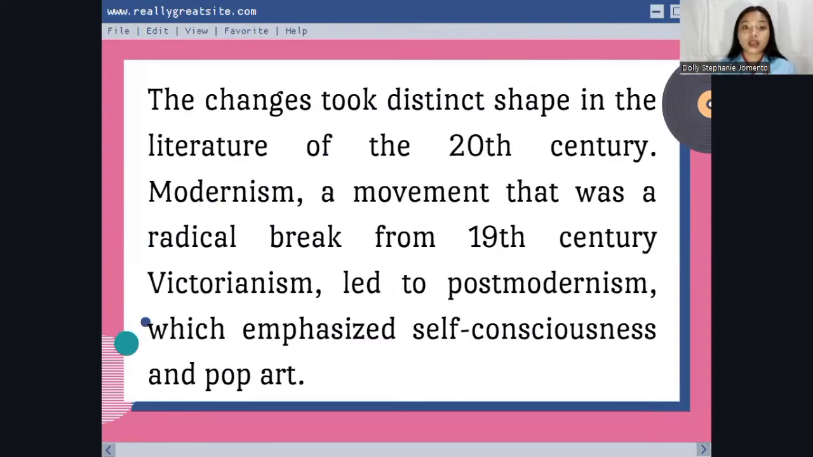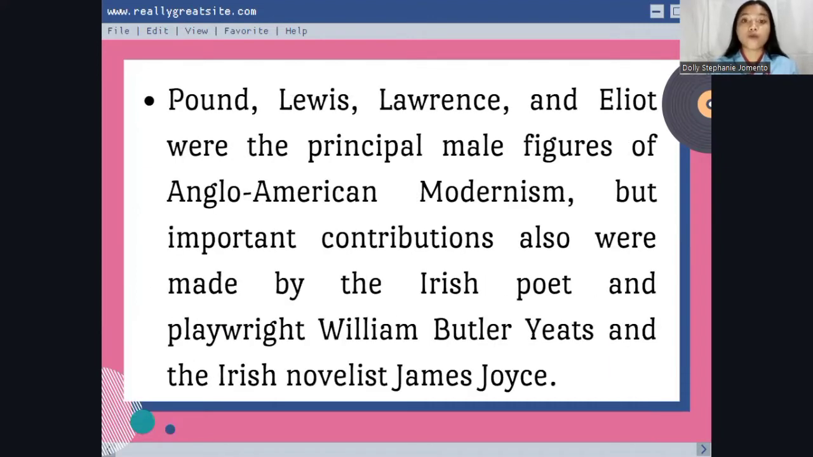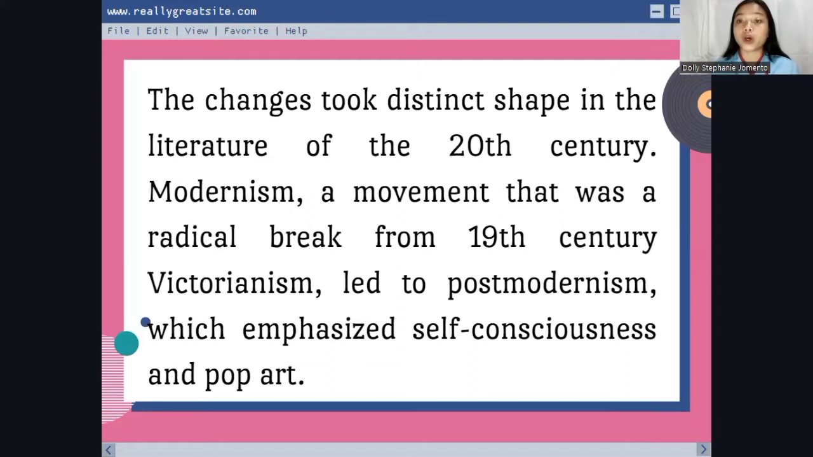So the changes took distinct shape in the literature of the 20th century. Modernism, a movement that was a radical break from the 19th century Victorianism, led to postmodernism, which emphasized self-consciousness and pop art. So the impact of World War I upon Anglo-American modernists has been noted. In addition, the war brought a variety of responses from more traditionalist writers, predominantly poets who saw the action or the happenings.